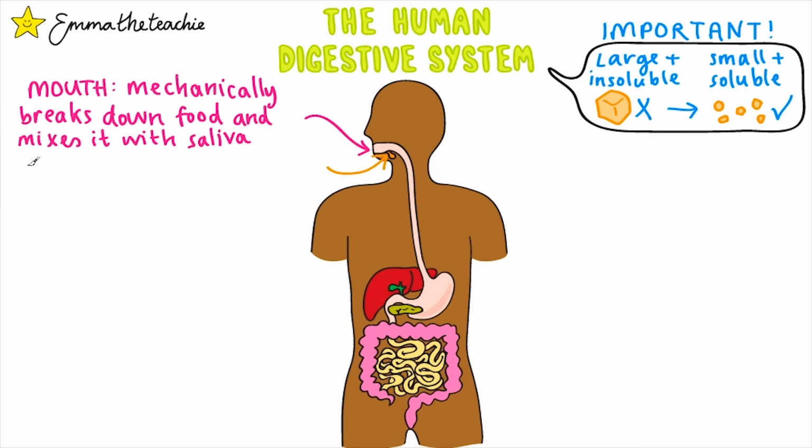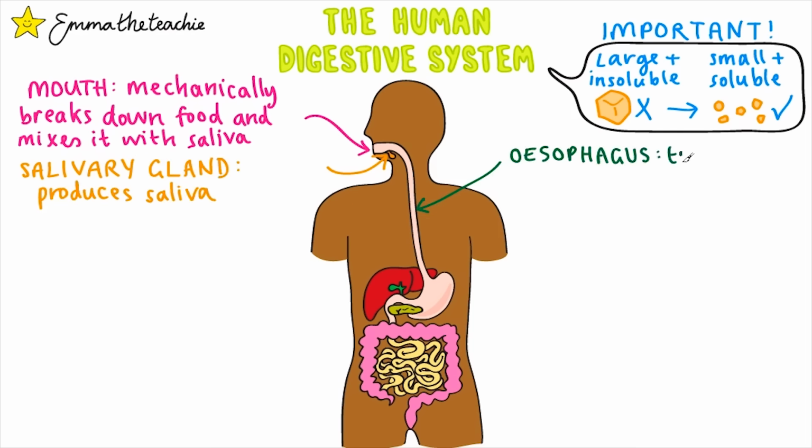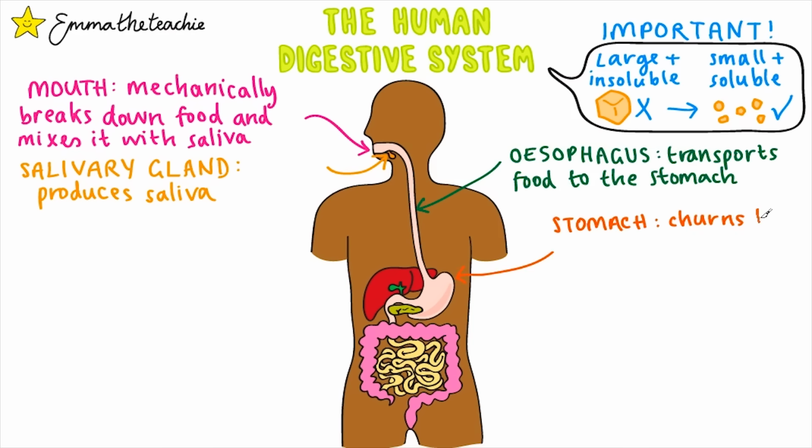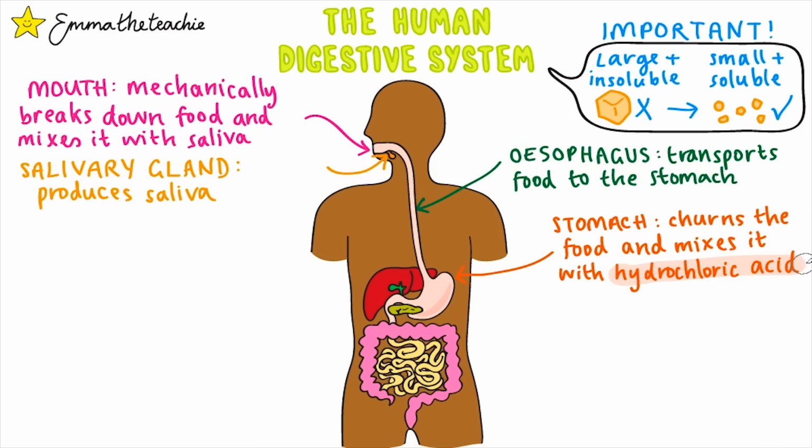Speaking of saliva, over here we've got the salivary glands. These are what produce the saliva. The food then gets swallowed and passed down through the esophagus. This tube transports food to the stomach. The stomach over here is where the food is then churned and mixed with hydrochloric acid. It's important that you learn the name of this acid, so we'll highlight it here.